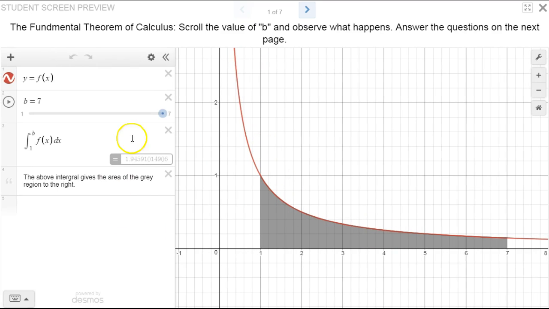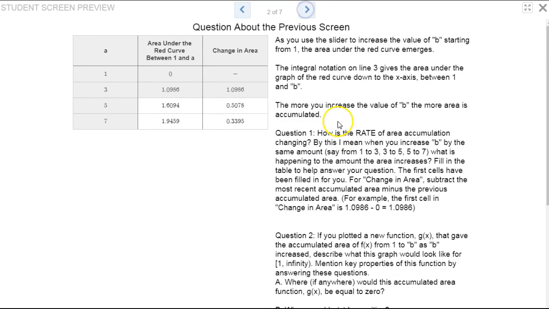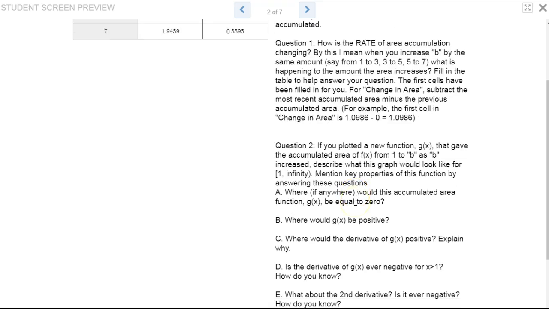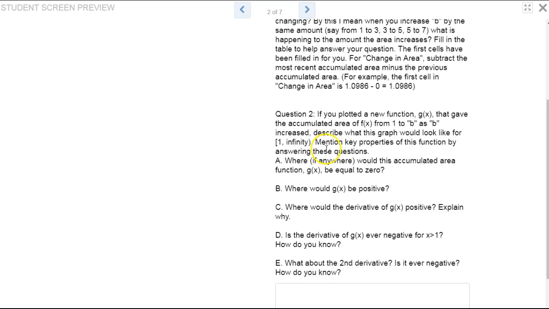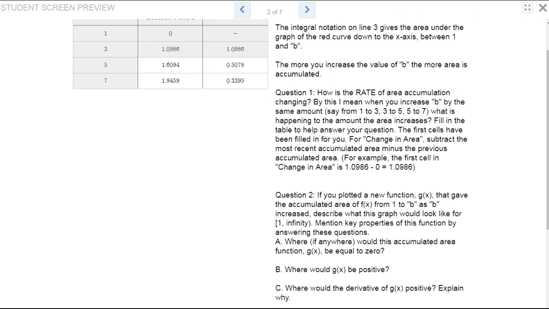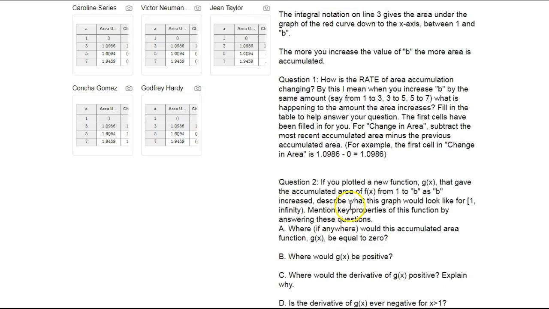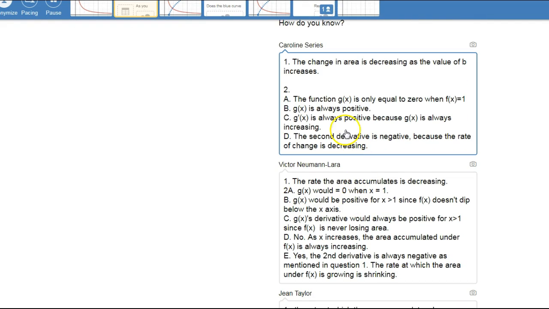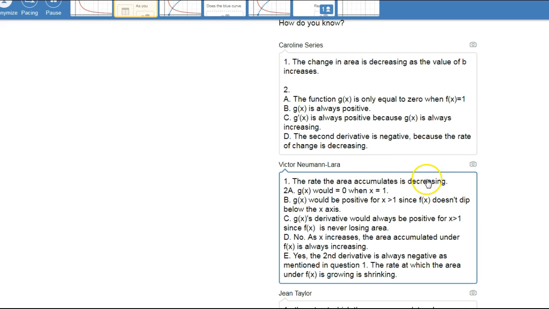We're always gaining more because it's a positive area that we're gaining, so we're adding more area all the time. But the rate at which we add area is decreasing, and that's what this is telling us. So question 1: how is the rate of area accumulation changing? It's going downhill. Everybody's got their formulas right, but how are these areas changing? The change in area is decreasing. The rate of area accumulating is decreasing.